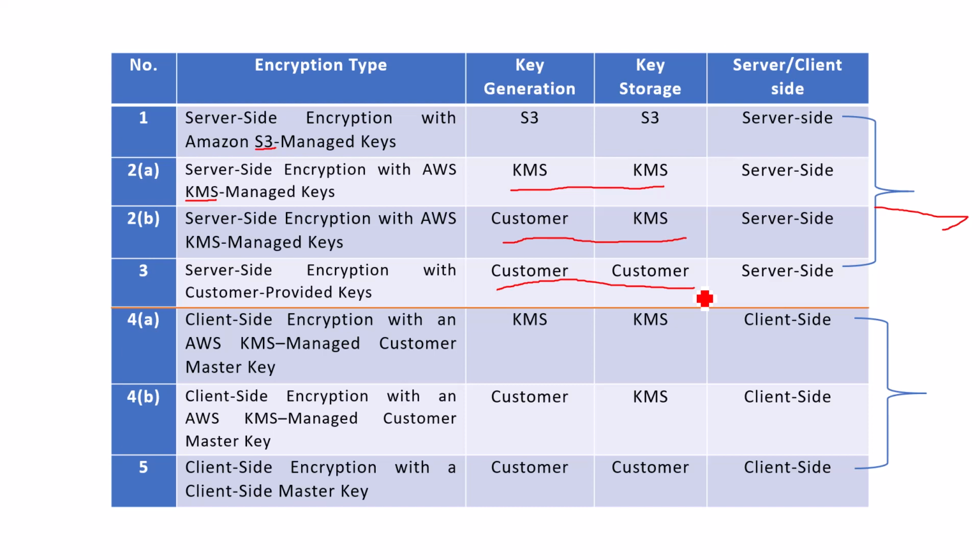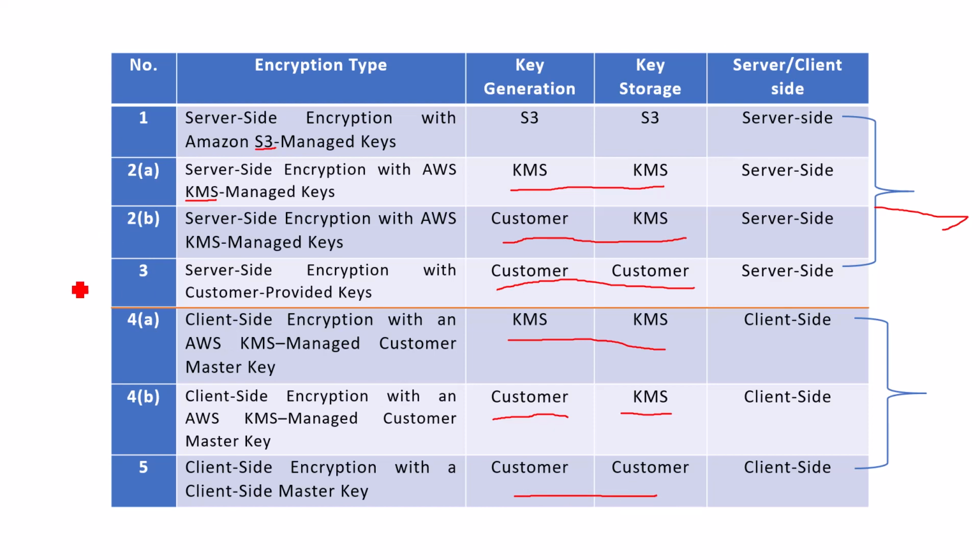Now I'm jumping to client-side encryption, where client-side encryption with an AWS managed customer master key has both the storage and generation done on the KMS side only, and the option with the Amazon KMS managed customer master key is where the customer generates the keys and stores them in KMS. Now the last one is client-side encryption with client-side master keys. This time both are done by the customer.